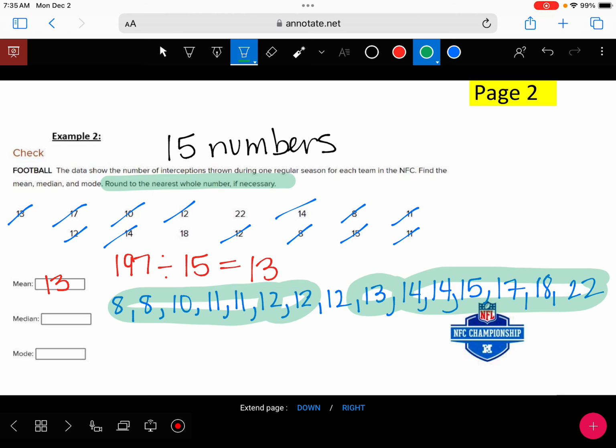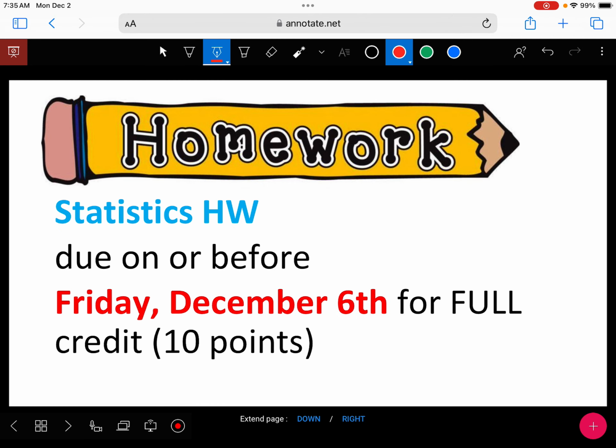Okay, who got 12 in the middle? Okay. Now, what number in our list do we have the most of? Yep, we had 12. See how 12 popped up 3 times? There is no other number that popped up more than 3 times, so that would be our mode.